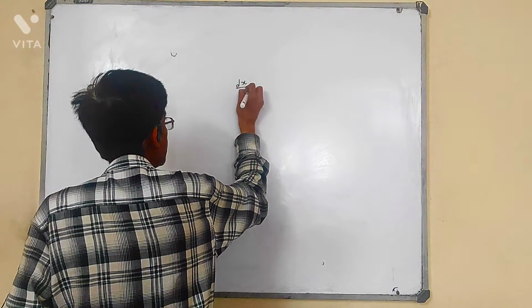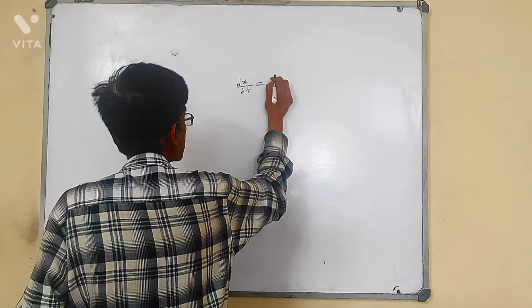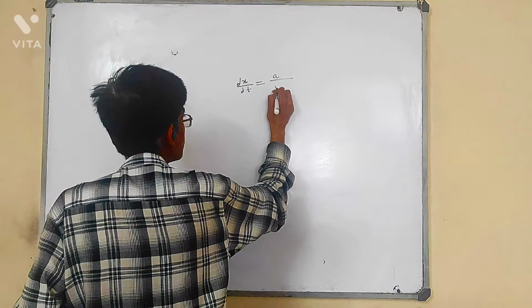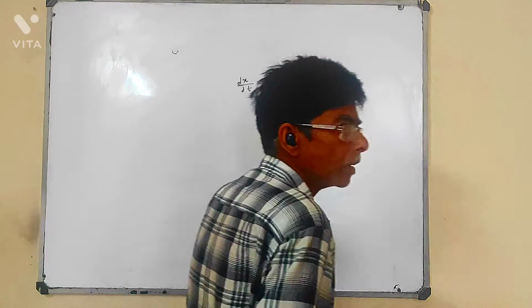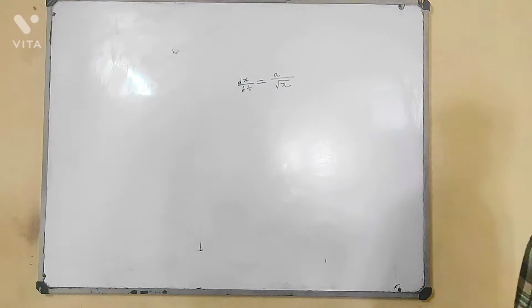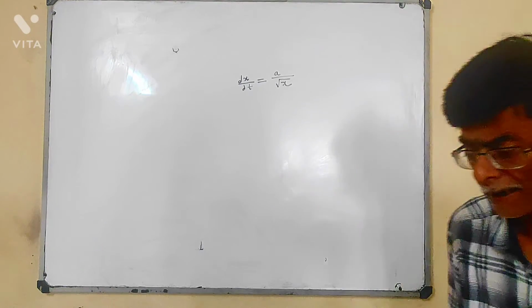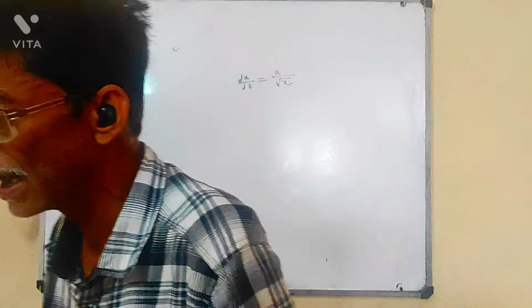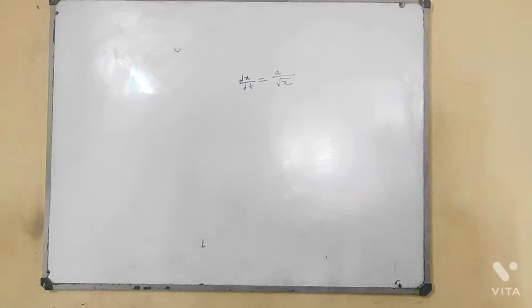dx by dt equal to a by root x. Now to solve this, we have to observe that the centroid of the equilateral triangle lies vertically below the point of suspension.